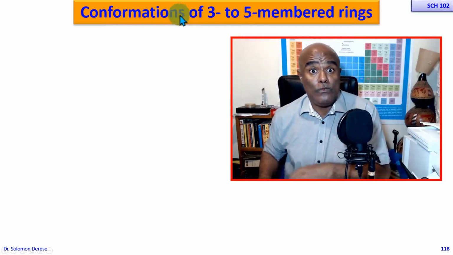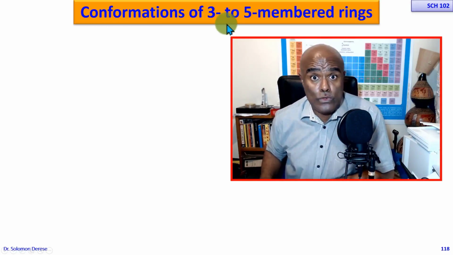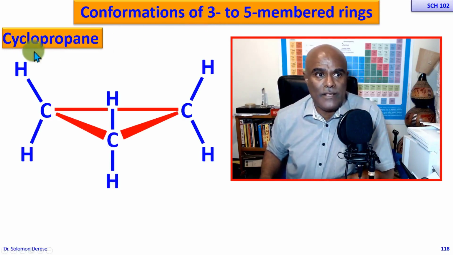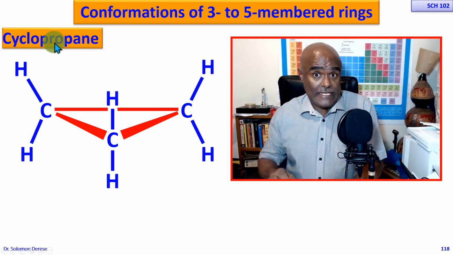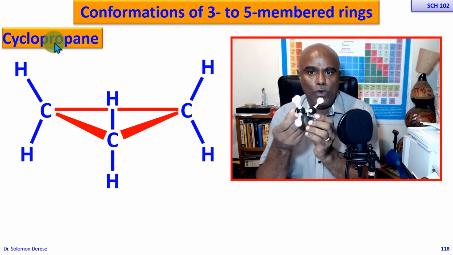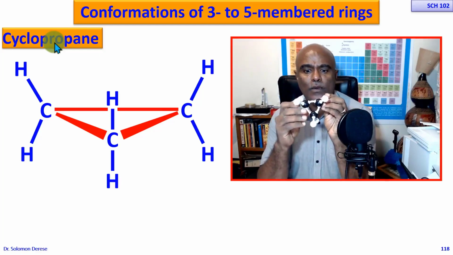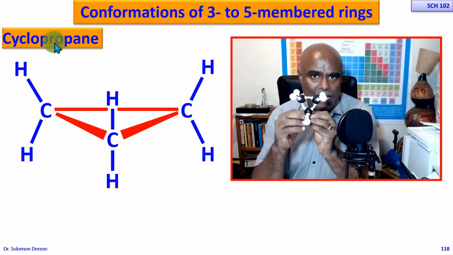So we are going to look at the conformations of the 3 to 5 membered rings. We'll start by looking at the conformation of the 3-membered ring, that of cyclopropane. This is the molecular model for cyclopropane. As you can see, we have these 3 carbon atoms that have formed a ring.